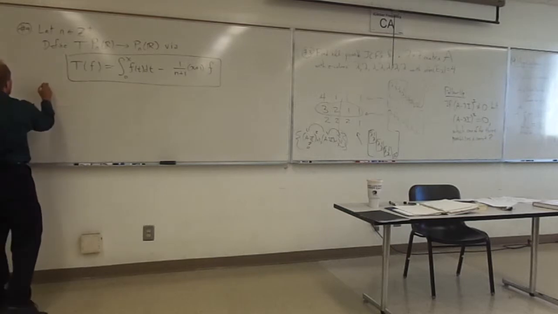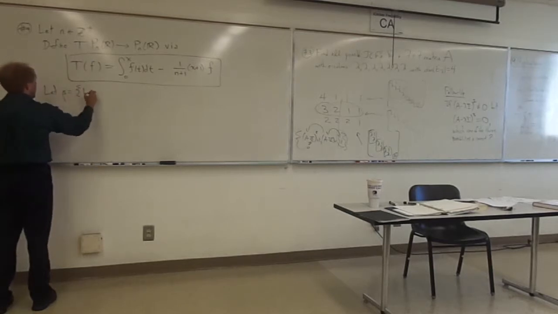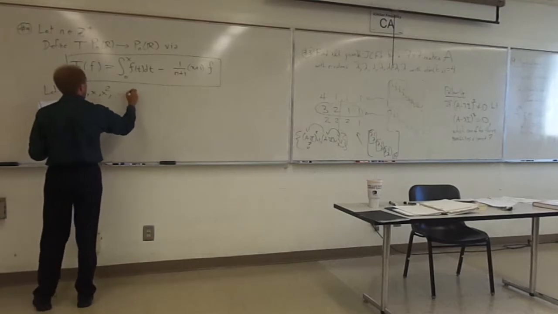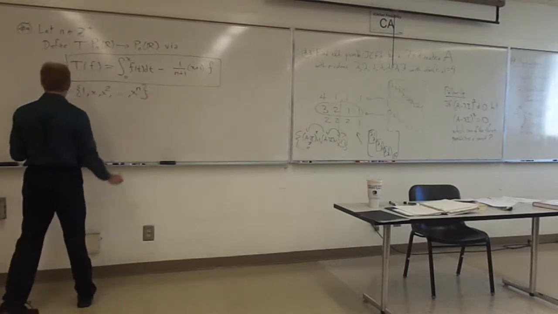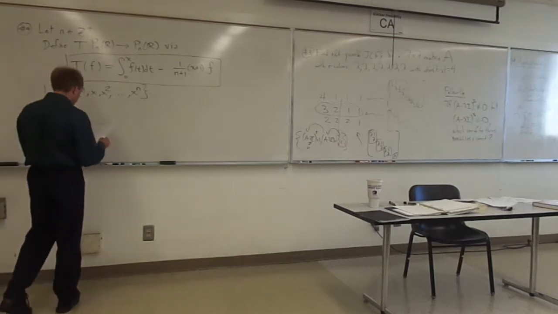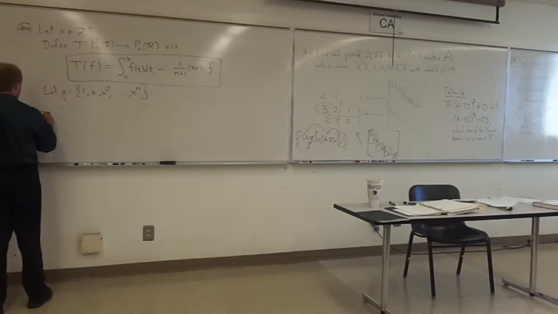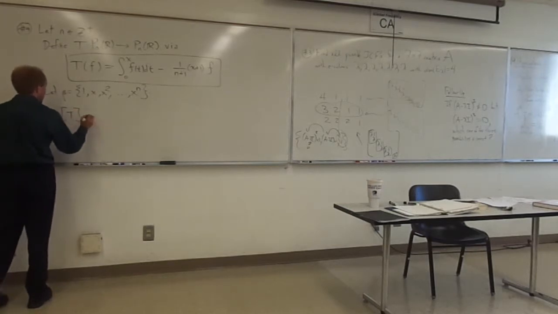Okay, and then I'm going to let beta be equal to 1, x, x squared, and so on, up to x to the n. Okay? And then the question that we're going to ask is, find the matrix representation of t with respect to beta.